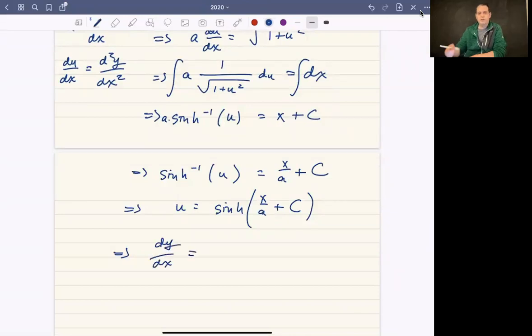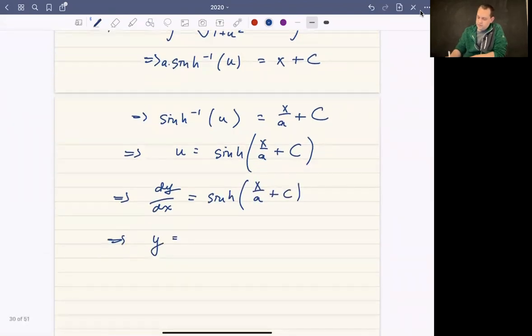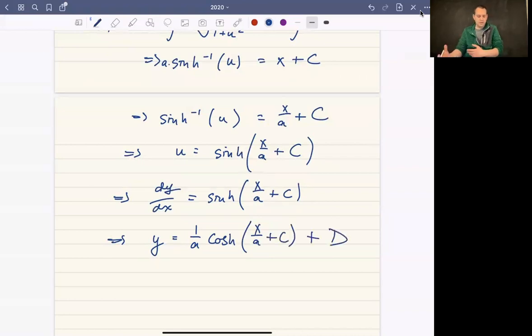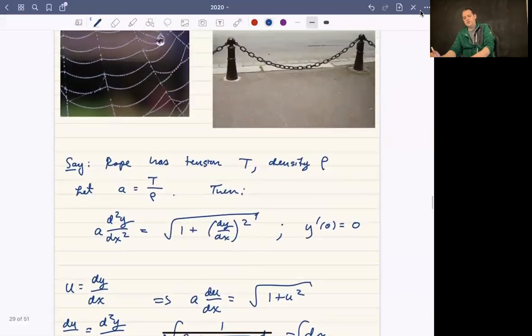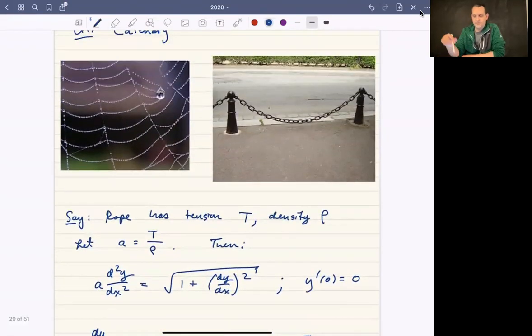So what we have to do one more time is integrate both sides. So we get sinh of x over a plus c. And therefore y is equal to another 1 over a cosh of x over a plus c plus possibly another constant d. And so it turns out what's happening here is that these curves that we were looking at are not parabolas. It turns out that they're hyperbolic cosine curves.